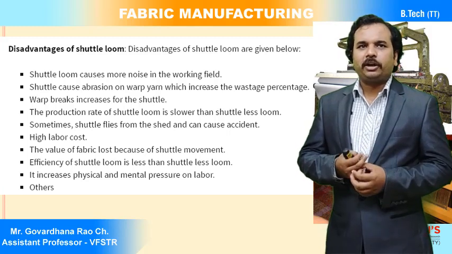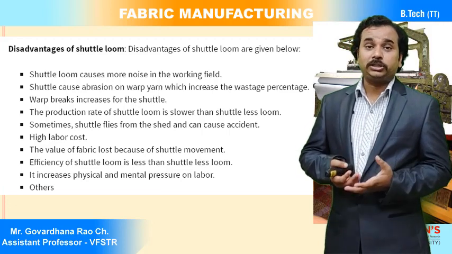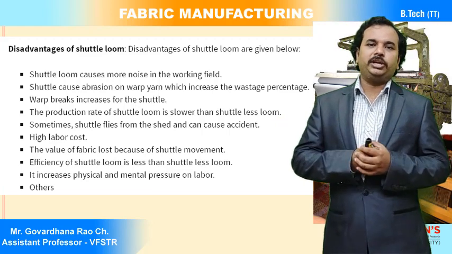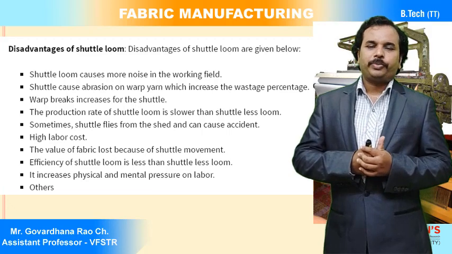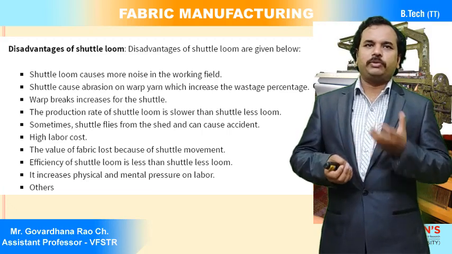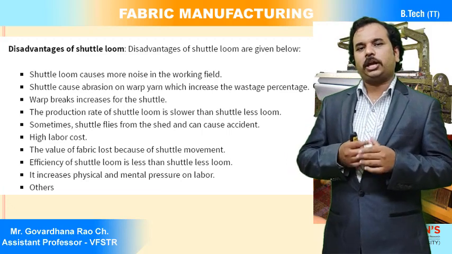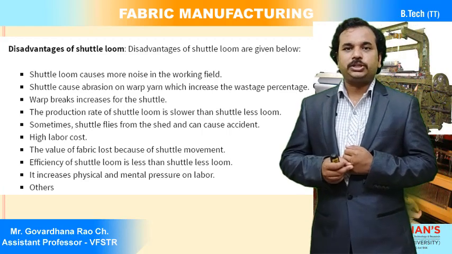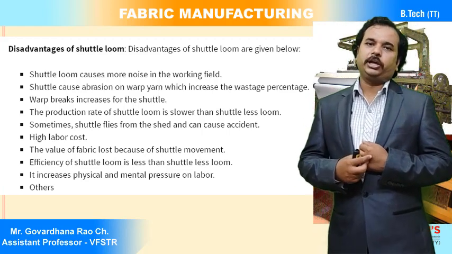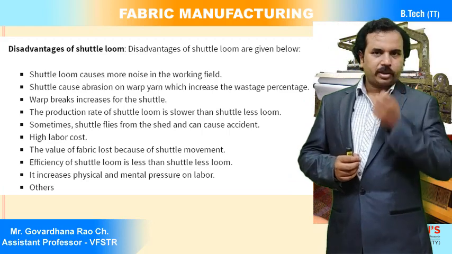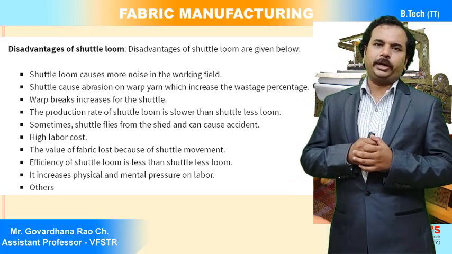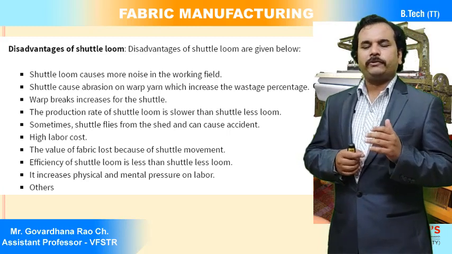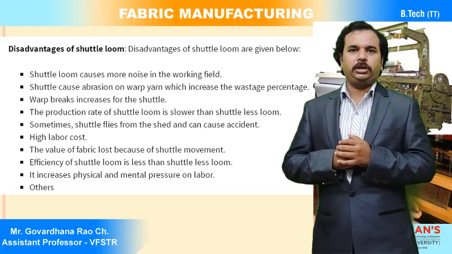The production rate of the shuttle loom is slower than the shuttleless looms because there are so many mechanical elements. Every 10 minutes we need to change the pirn, so idle time becomes more. That is why we cannot run the machine at higher speeds. There are so many mechanical elements involved in the production of fabric, in particular in shuttle looms. By considering all these mechanical components and technologies, we cannot go for more than 220 picks per minute in shuttle looms.